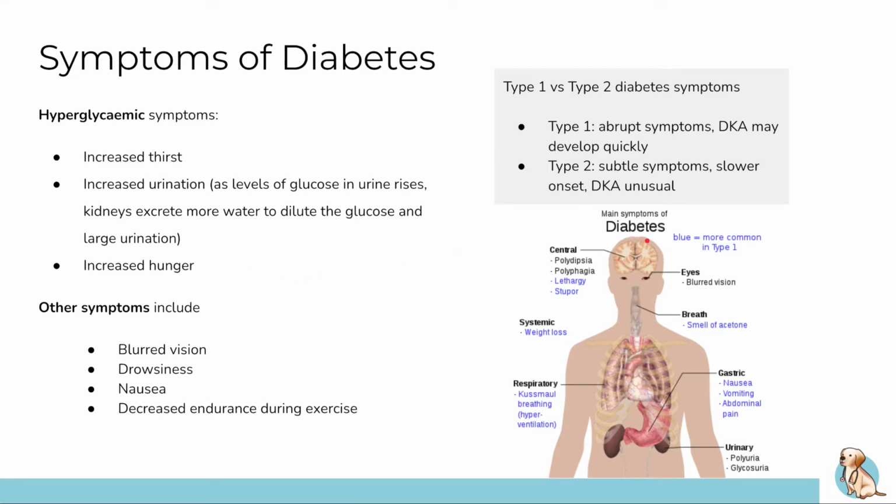Diabetes. Now, type 1 has more abrupt symptoms and decay, which we'll talk about in a moment, and can develop suddenly. Type 2 is more subtle, later, and slower onset. High blood sugar symptoms include increased thirst, hunger, and urination as the kidneys try to excrete more water to dilute the glucose. Other symptoms include blurred vision, drowsiness, and nausea.